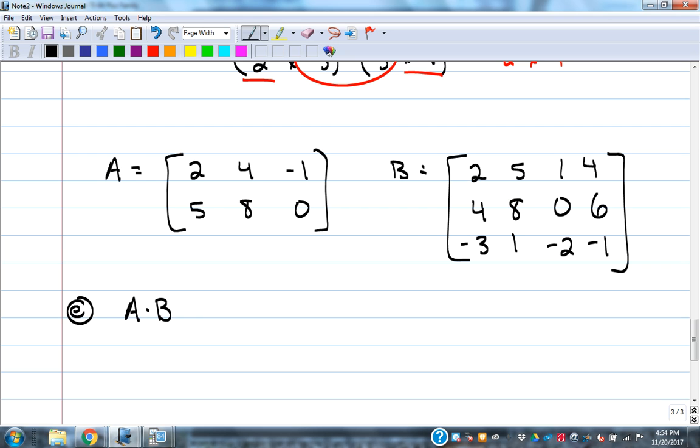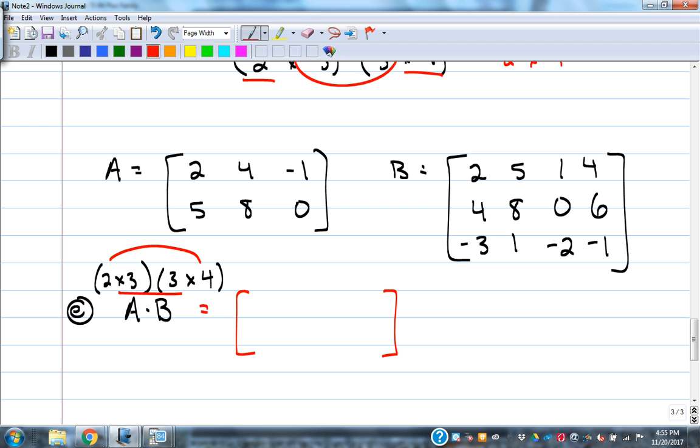All right, so what size is matrix A? 2 by 3. Matrix B, 3 by 4. All right, is that legal to multiply? Yes, those match. So what size is the solution? It's a 2 by 4. Okay, now 2 rows, 4 columns.